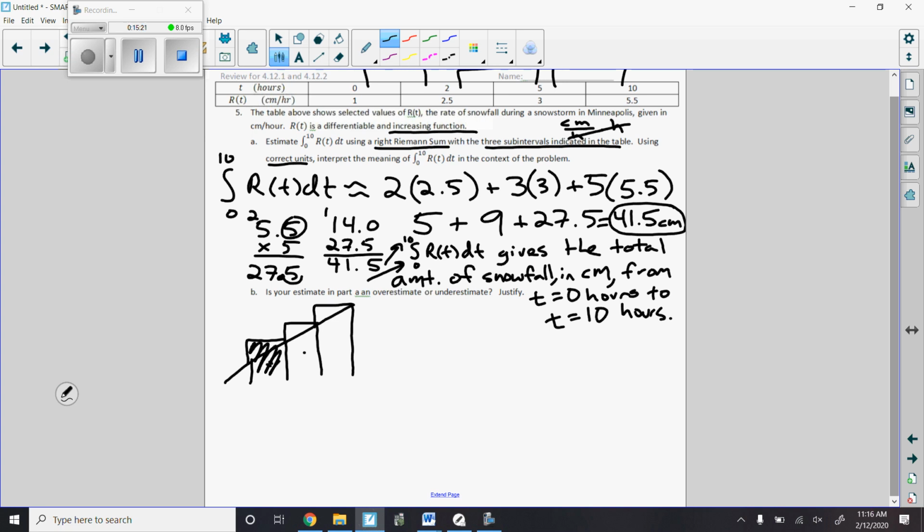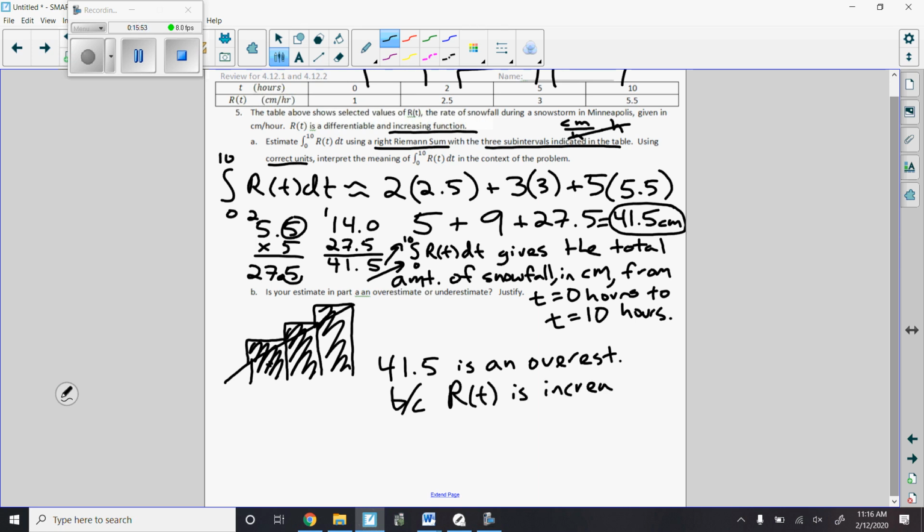When I see this, it's pretty obvious to tell that I'm going to have an overestimate. But once again, in our justification, we need to mention not just the fact that the function is increasing, but also that I did a right Riemann sum. I'm going to say 41.5 is an overestimate because r of t is increasing, and I did a right Riemann sum.